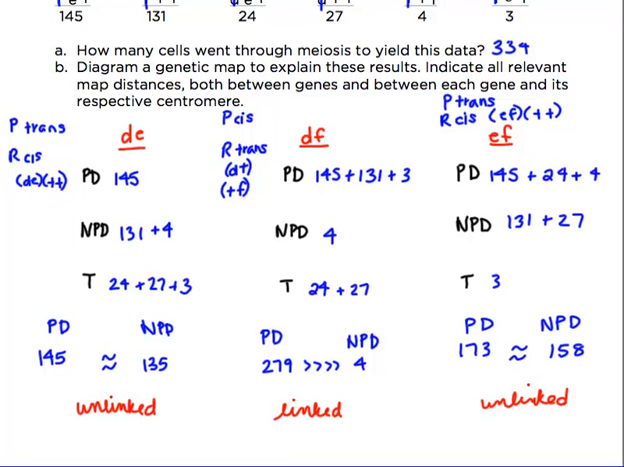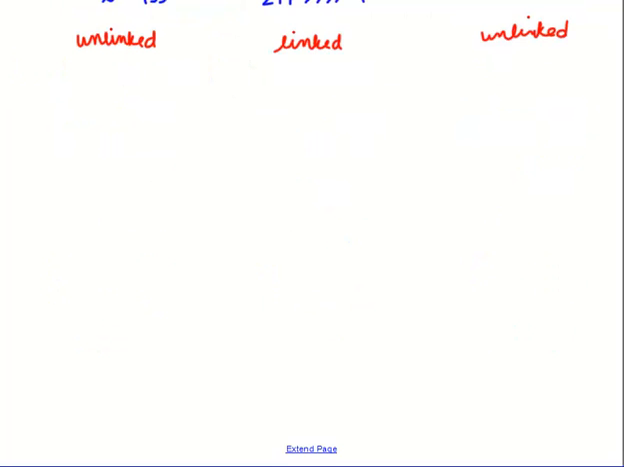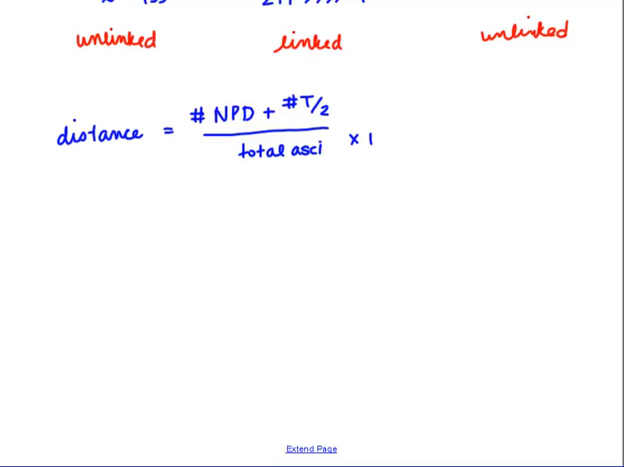So now that we found E is on its separate chromosome and then D and F are on another chromosome, why don't we find the distance between D and F? Remember, when we're doing mapping in fungi, the distance between two genes is equal to the number of non-parental ditypes plus the number of tetratypes divided by 2, divided by the total number of asci, times 100. Now remember that we're doing this with respect to D and F.